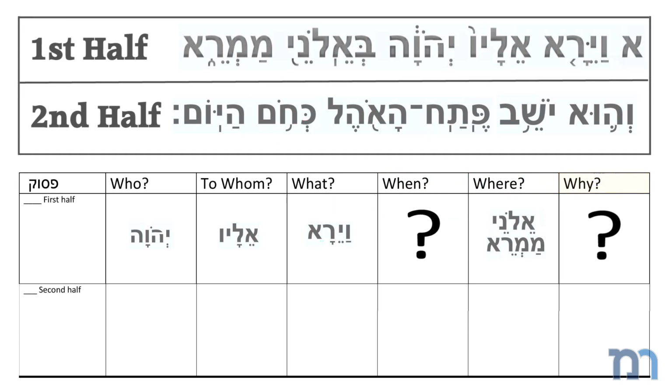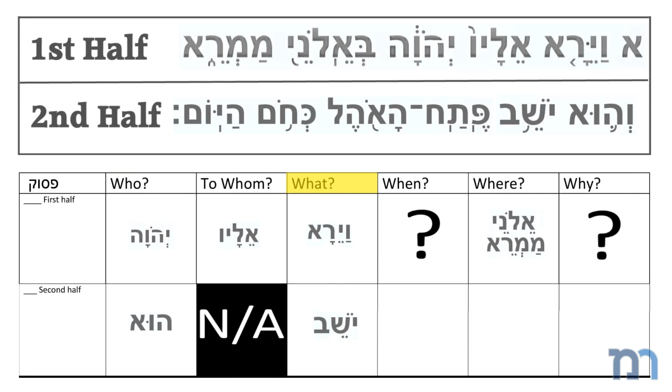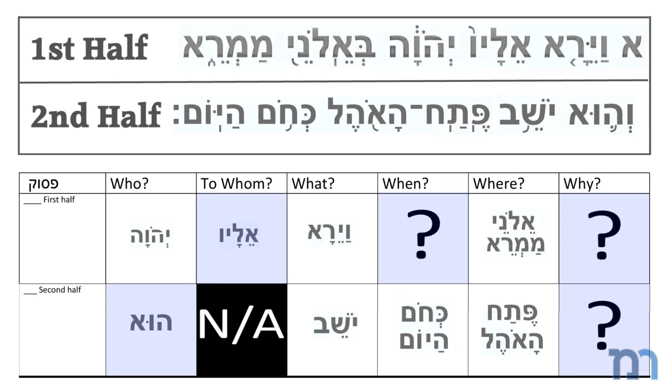Go to the second half of the pasuk. It says, "V'hu yoshev pesach ha'ohel kechom hayom." Is there a who? The who is the word "who", I put the pronoun in. What? Yoshev. There is no to whom, because no one's giving anything and no one's saying anything in the second half. There's just a what, which is yoshev. When? Kechom hayom. Where? Pesach ha'ohel. Why? Don't know. So I have now things that I don't know. I have an elav, I don't know. I have a who, I'm not sure who it is. And I have a why, and I don't know what it is.